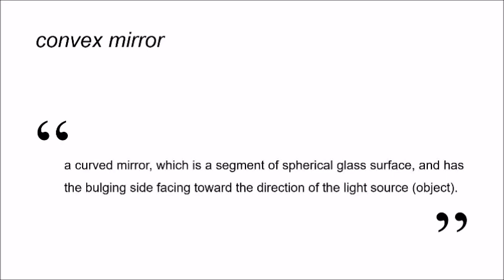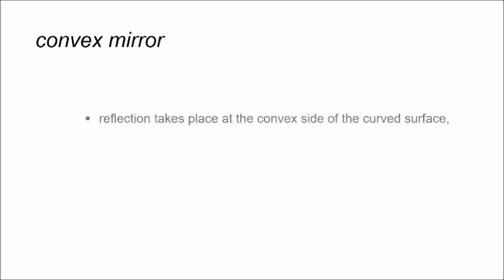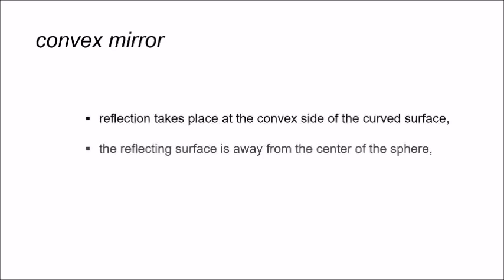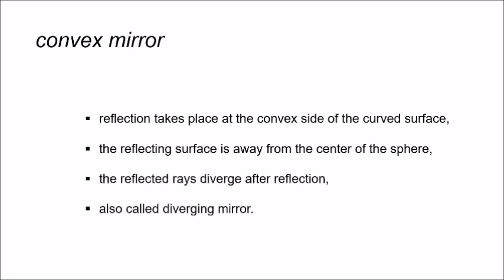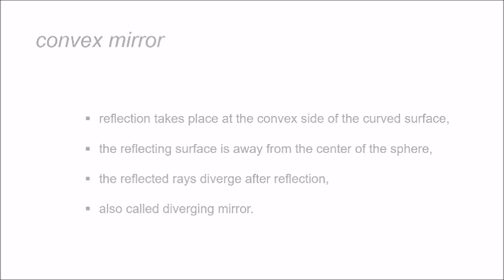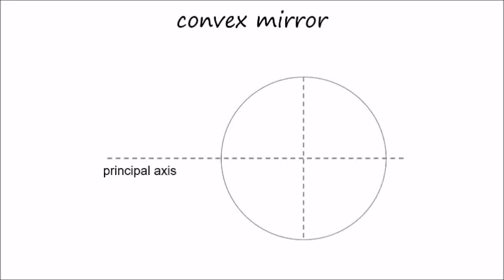Convex mirror is a curved mirror, which is a segment of spherical glass surface, and has the bulging side facing toward the direction of the light source, the object. The distance between the pole and the focal point, denoted by f, is called the focal length of the mirror.